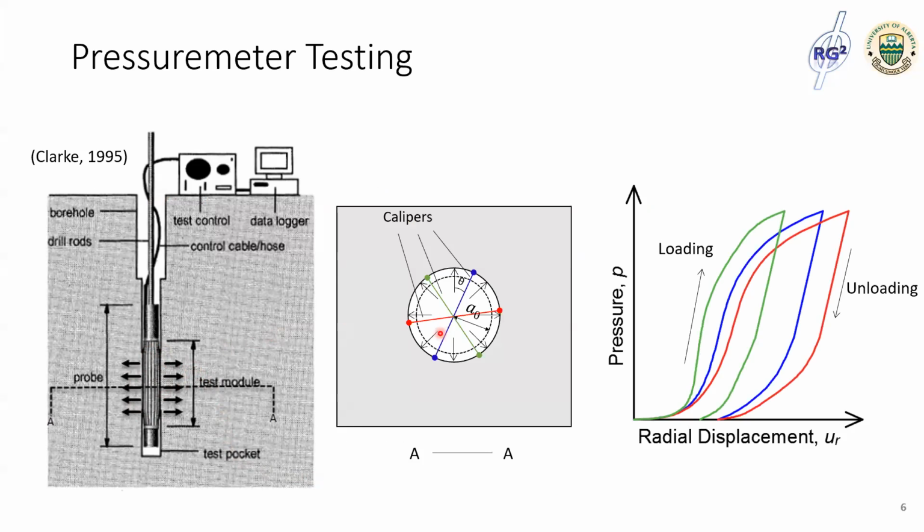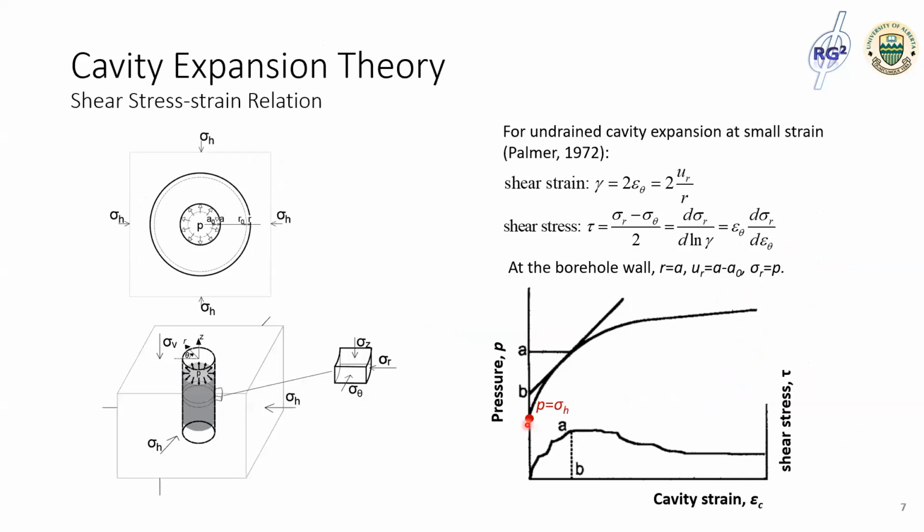At the same time, the expansion along different axes of the testing plane is measured by those calipers. So at the end of the day, you have the pressure readings as well as the displacement readings from those calipers. With that, we can plot this test curve and interpret the ground properties using different theories. The theory that is generally used in interpretation is cavity expansion theory.